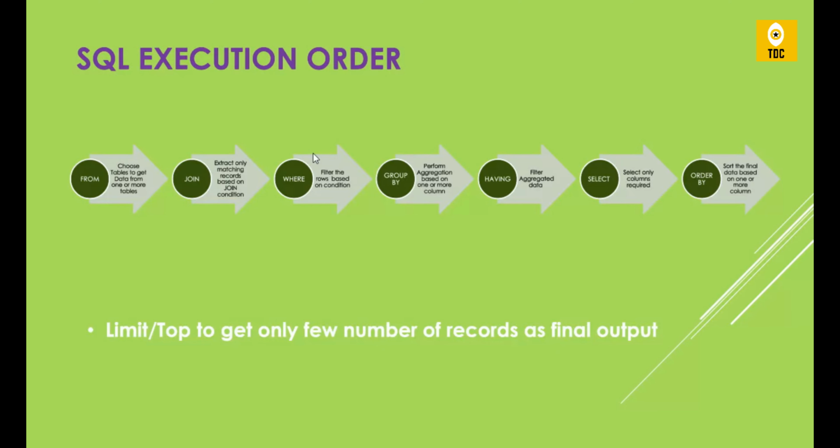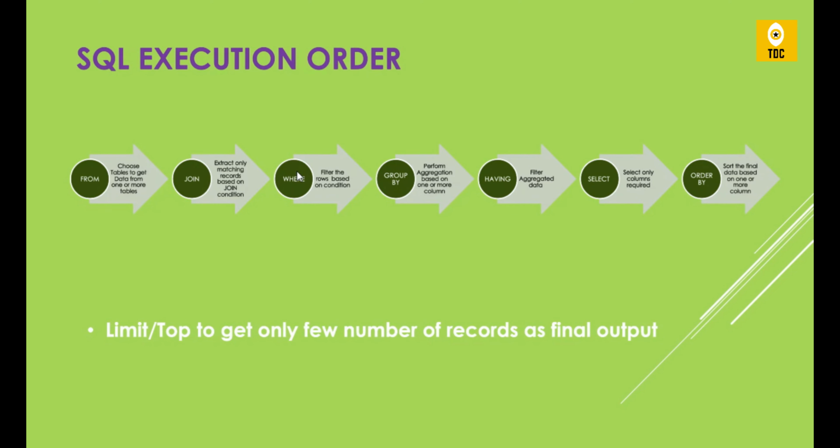So if you can clearly understand here, having can only execute after group by, okay, and group by can only execute after where condition, if there is a where condition. So where condition is not mandatory, right? And next step is if you go to the select statement. After having, you get the final set of results.